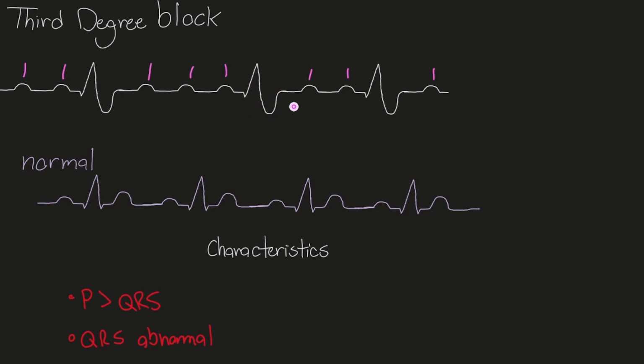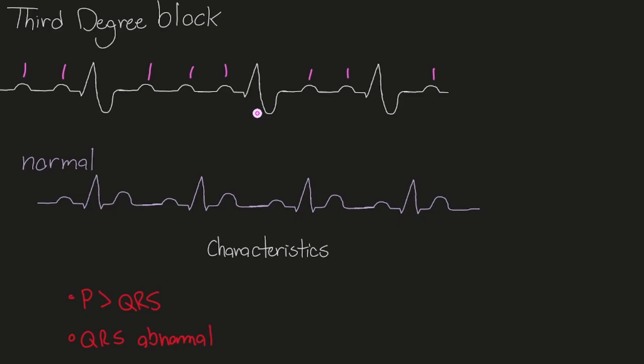So going back to our P wave count, the amount of P waves we have exceeds the amount of QRS complexes we have, as well as our QRS complex with our S wave in particular being abnormal. Now, what does a third degree block indicate to us? It's telling us a few things.